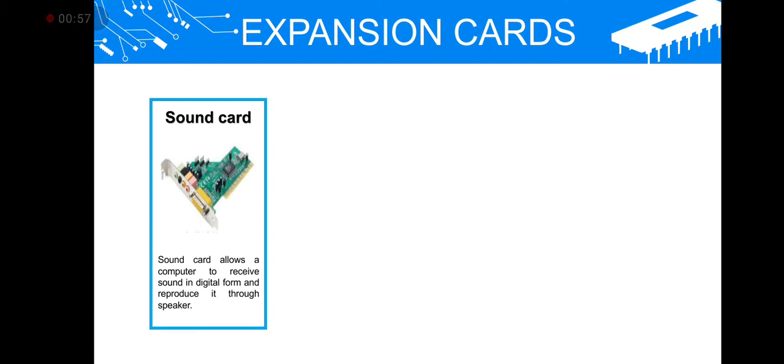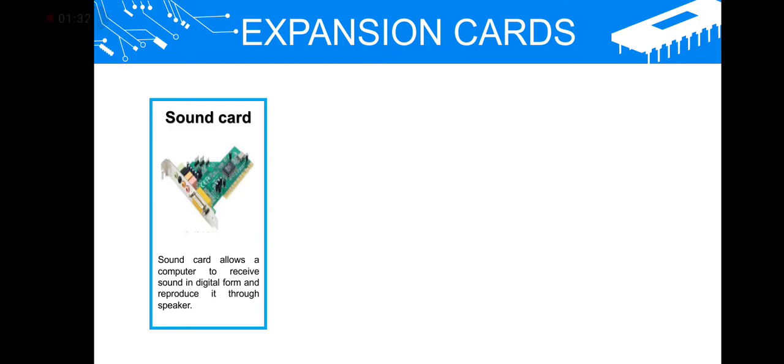First one, sound card. Sound card allows a computer to receive sound in digital form and reproduce it through speakers. Sound card is also known as audio card. It deals with everything to do with the sound and the audio signals within the computer. Means that whatever the sound that is in the computer, we are going to hear it from the speaker. It is converted through the sound card.